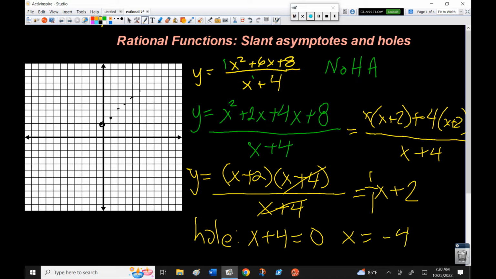So when we draw this line, when we get to x equals negative 4, we're going to put a hole in the graph. It's a straight line, but it has a hole in it. So what does this look like?